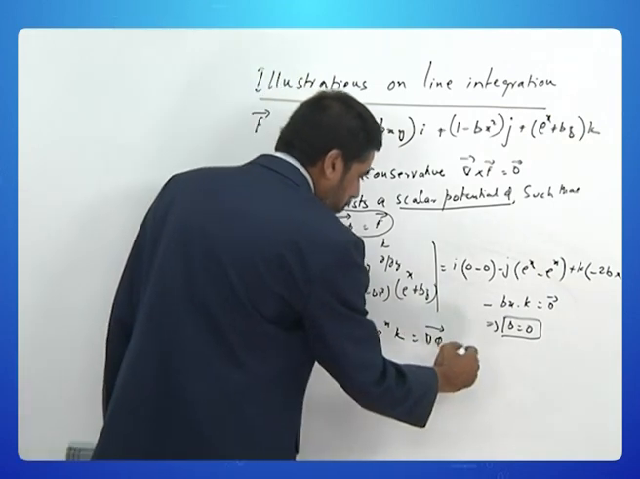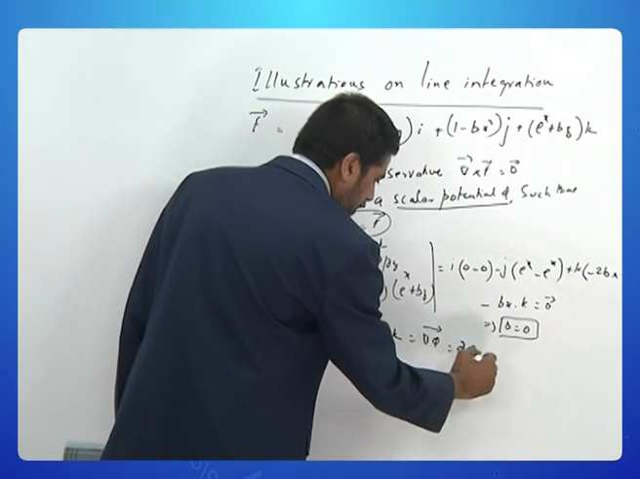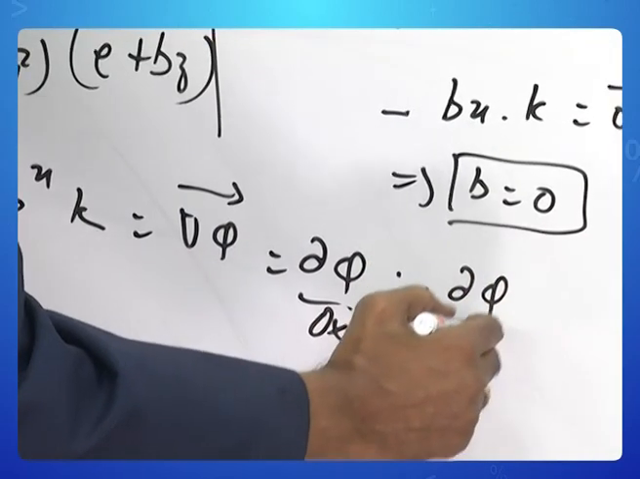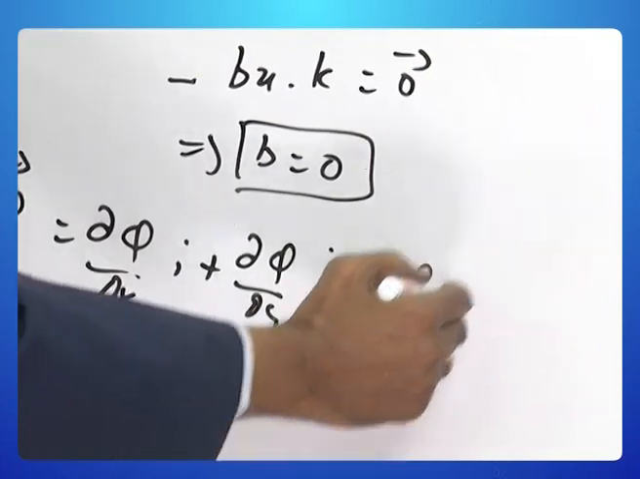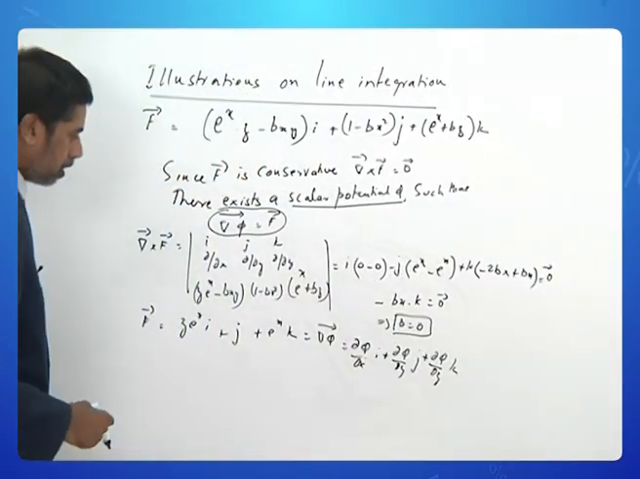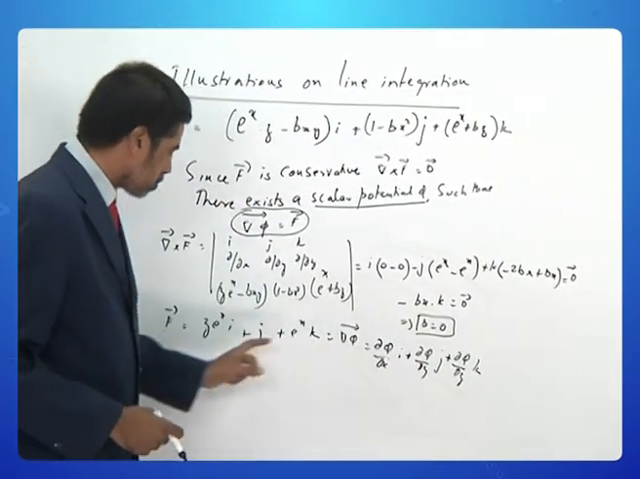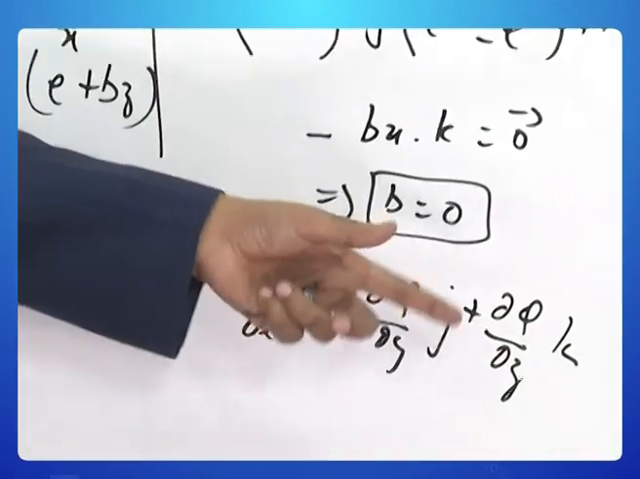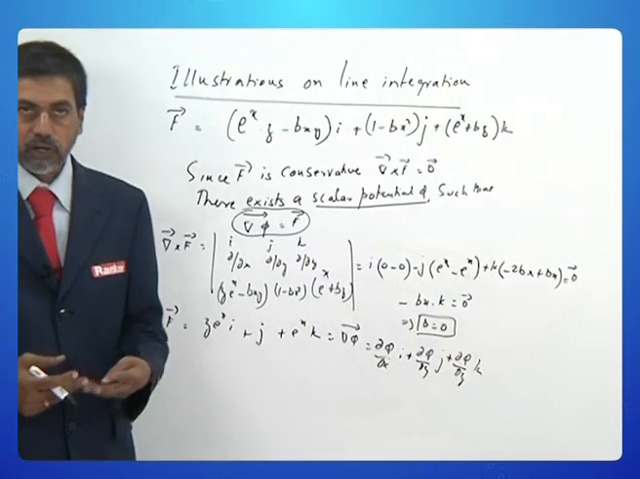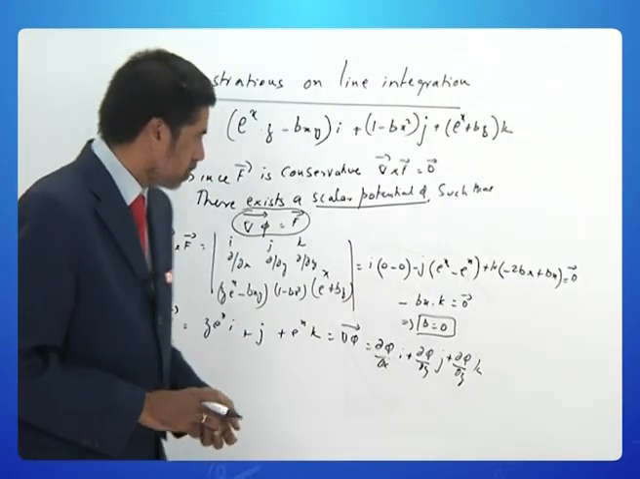What is del phi equal to? Dou phi by dou x into i plus dou phi by dou y into j plus dou phi by dou z into k. So we can start equating corresponding components and determine phi. But you can see that phi will be generated in 3 different ways. We'll find all of them and take the union of that.